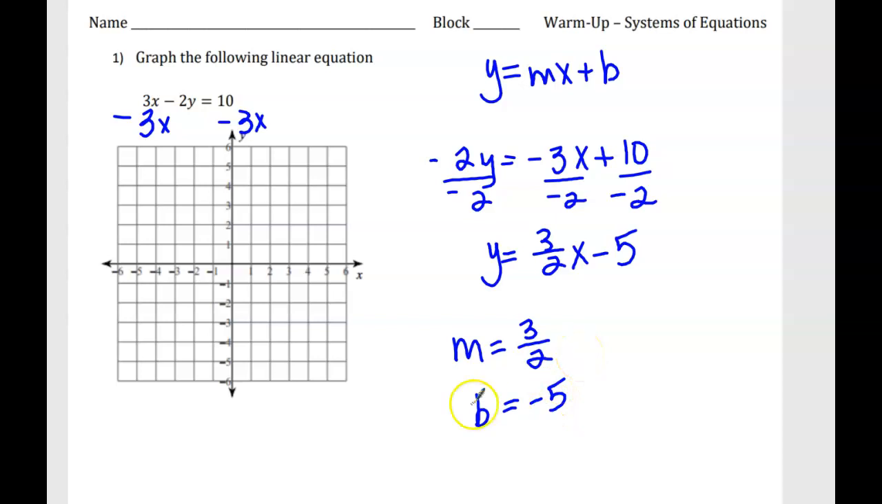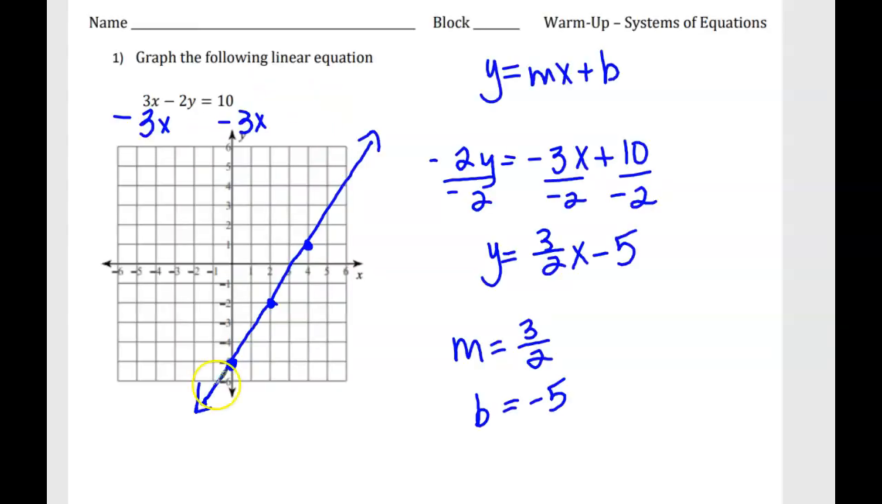So to graph the warm-up here, we're going to start with the y-intercept of negative 5. We're going to plot that point, and then we're going to use the slope, which is 3/2. We're going to think of our rise over our run. We're going to rise 3, and then we're going to run 2. So there's our second point, and I'll do another one. There we go. All right, we then have our points. We connect them, and there's our line.